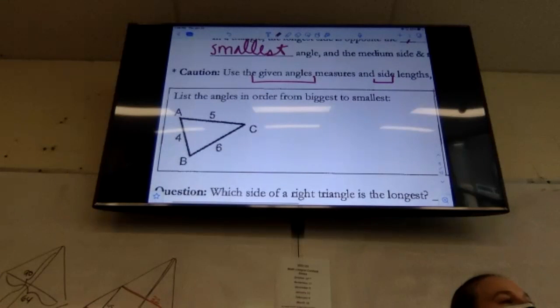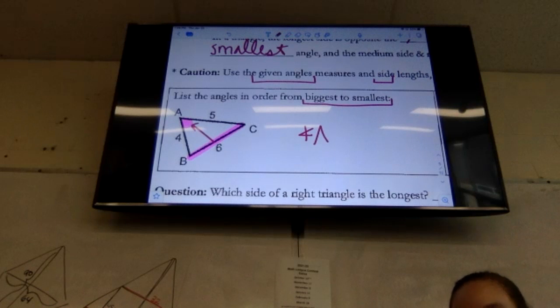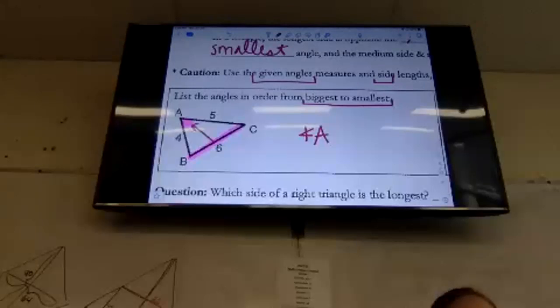Okay, so let's do that here. I'll do this first one and then I'll ask you guys to help me, okay? This one says list the angles in order from biggest to smallest. So I want the biggest one first and then I want the smallest one. My biggest side here is BC. So if the biggest side is BC, that means the biggest angle is the angle across from that, which is angle A. So angle A is going to go first. I'm just going to make a little list and say angle A, angle something else.